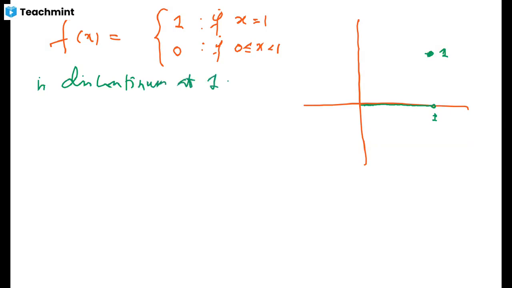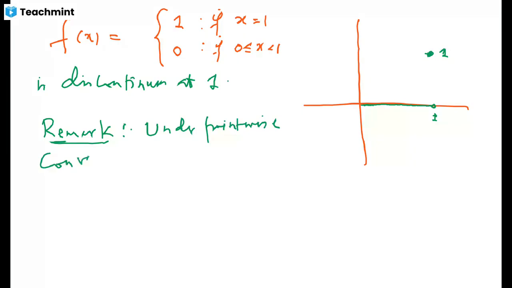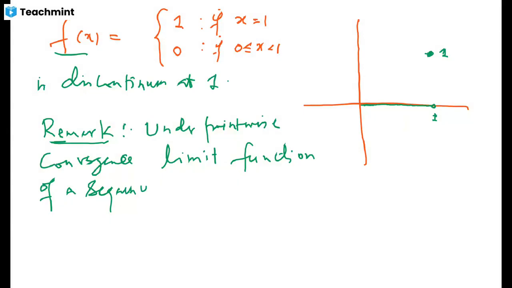So one thing we get from here is that under pointwise convergence, the limit function of a sequence of continuous functions may not be continuous.